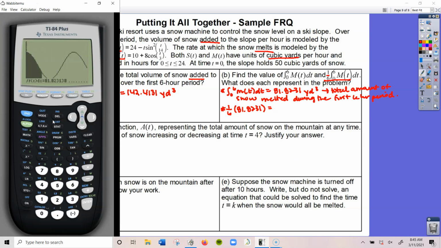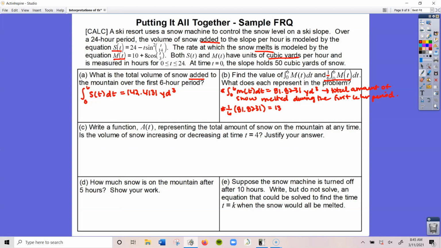So I'm going to go to my calculator once more. We have 81.8231 divided by 6, which is equal to 13.6371. Now our units here are a little different. Yes, we integrated and got cubic yards, but this is divided by b minus a, which is time, because the interval represents time. So this is going to be cubic yards per hour.